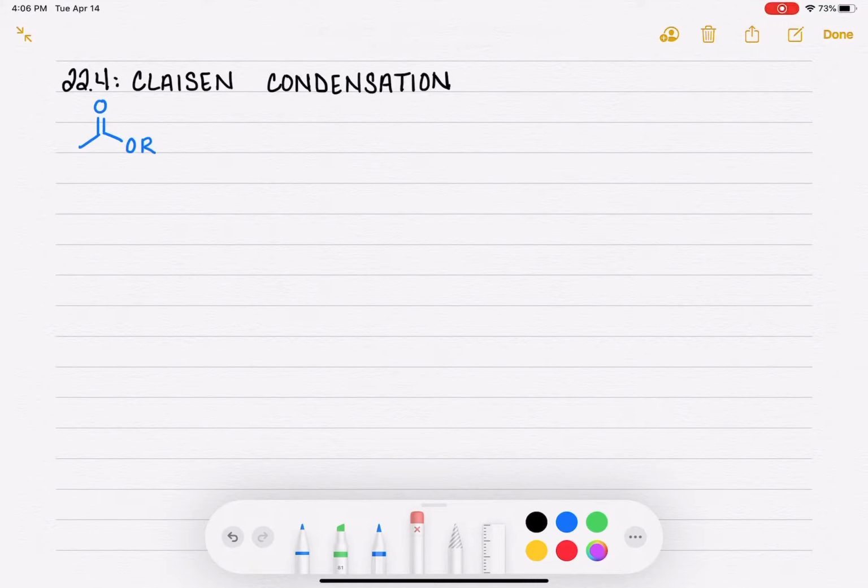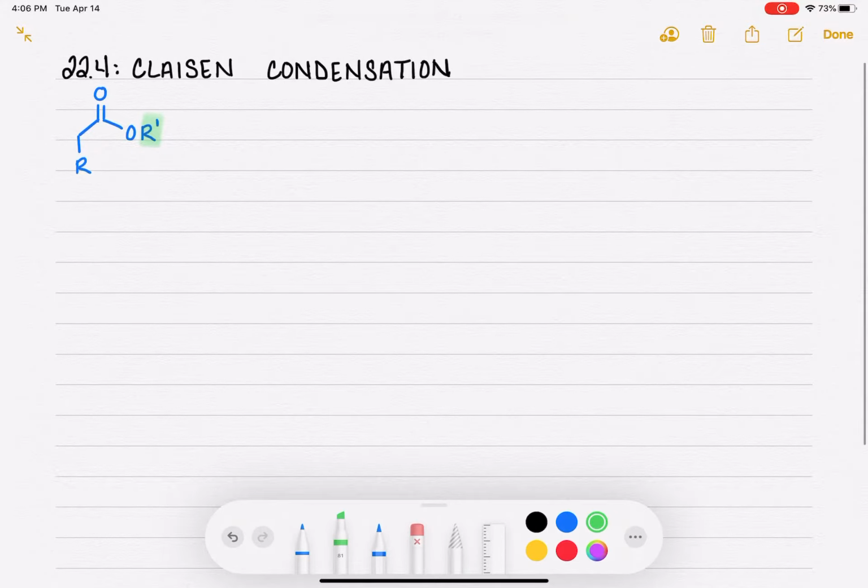And I am going to draw an ester in this particular form. So there's a reason that I'm pointing this first R group down. It's going to make it kind of easier to see how this molecule works. And then also I do want to point out the R prime versus R. They could be the same alkyl group. They don't have to be different.